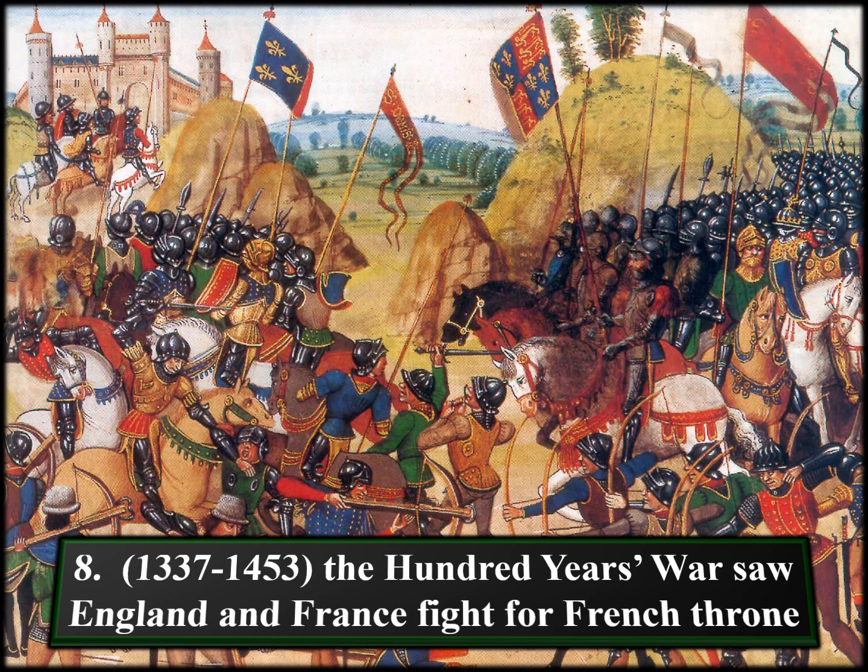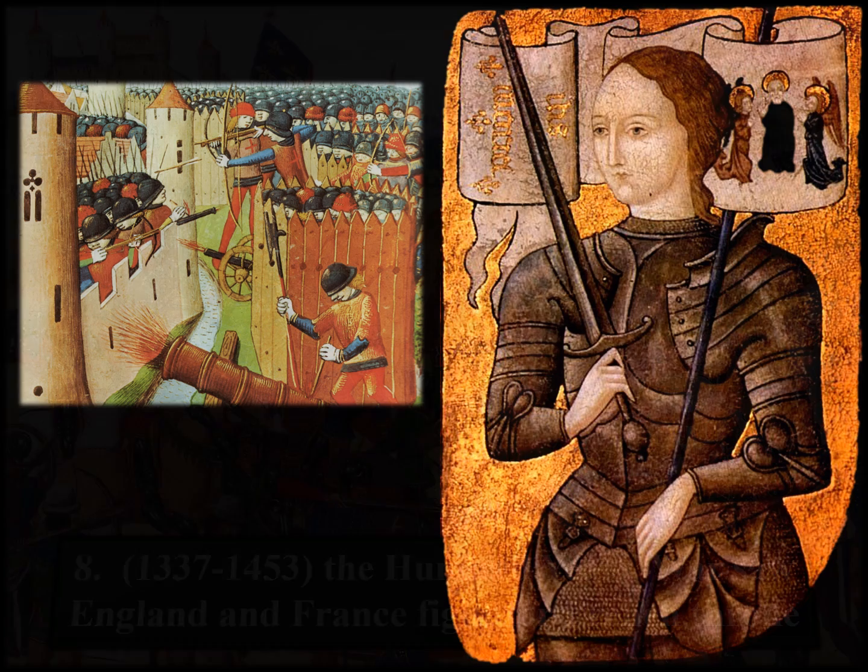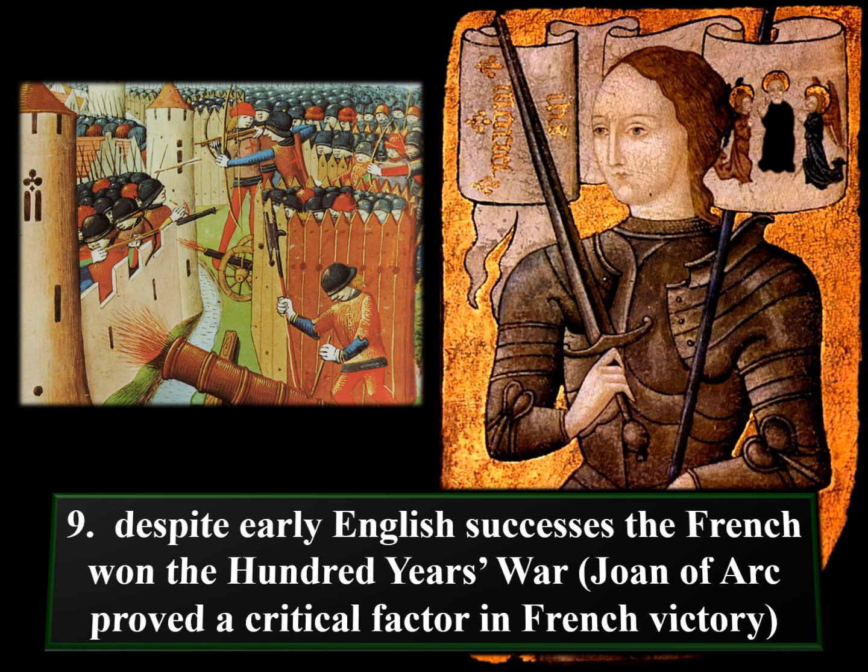The English were actually winning early on. They had better weapons. They had the longbow, which could penetrate the French armor. They had more men because they had raised foot soldier armies instead of the traditional knights and vassals. But ultimately, the French will turn the tide. And a lot of it has to do with this young lady, Joan of Arc. So, despite the early English successes, the French ultimately will be able to win the Hundred Years' War. Joan of Arc proved a critical factor in the French victory.